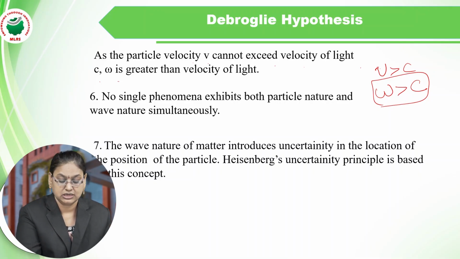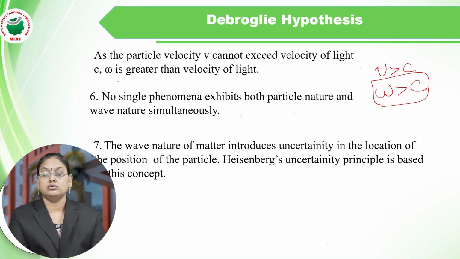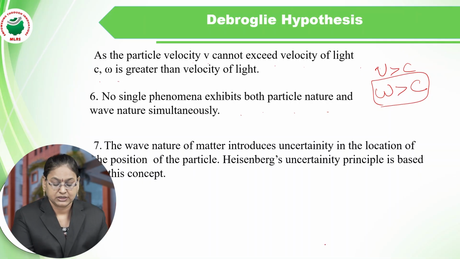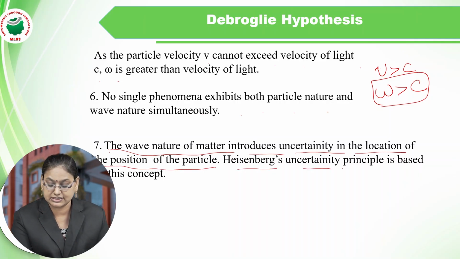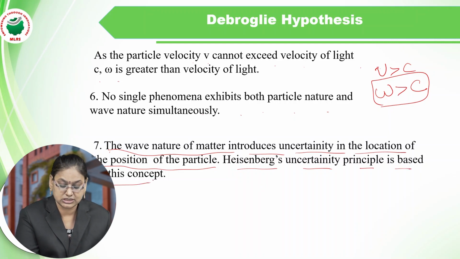No single phenomenon exhibits both particle nature and wave nature simultaneously. That means if in one experiment it has wave nature and in some experiments it has particle nature, it cannot exhibit the two phenomena simultaneously. The wave nature of matter introduces uncertainty in the position of the particle. Heisenberg's uncertainty principle is based on this concept.